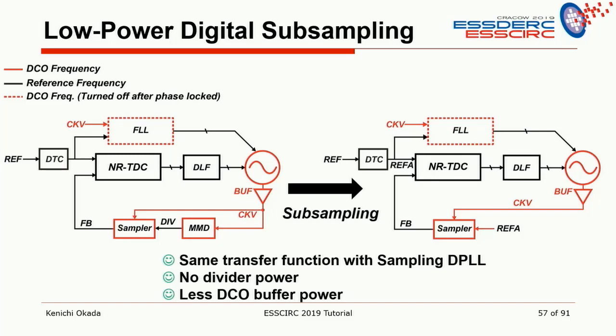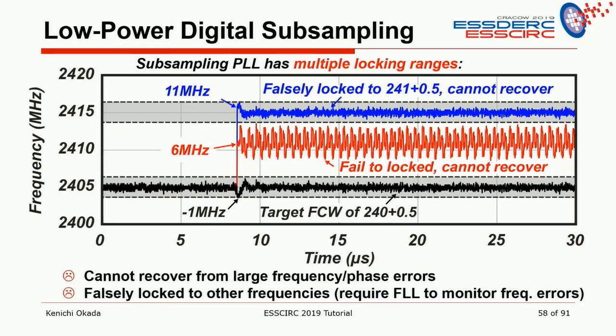Okay, for example, I already explained the essence of this architecture. Basically, theoretically, this multi-modulus divider is redundant after settling. This sampler determines the comparison edge timing, which is always determined by this DCO edge. So fundamentally, this multi-modulus divider is not required after settling. So this is one example, but still, if we remove the multi-modulus divider, it becomes somewhat malfunctioning.